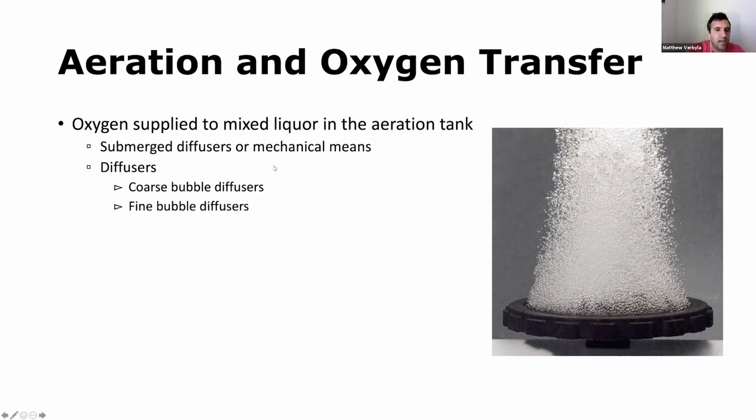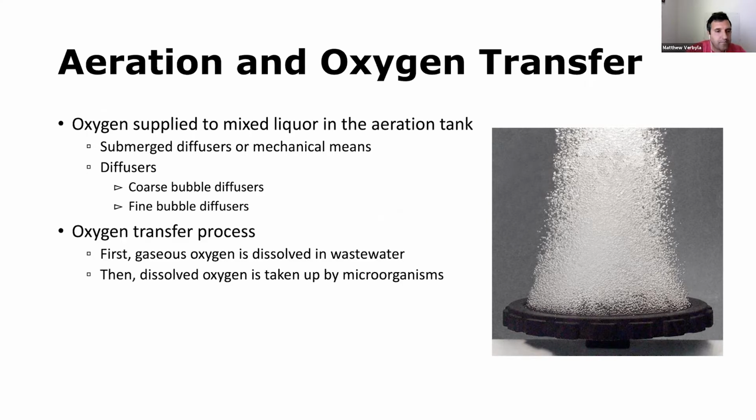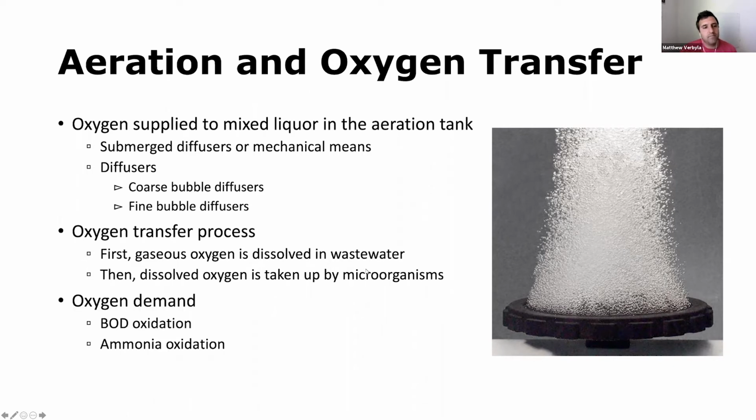And we've got different designs for these diffusers. We've got coarse bubble diffusers and fine bubble diffusers. They've got different properties and different efficiencies for the transfer of oxygen from the air into the wastewater. So this oxygen transfer process is multiple steps. First, the oxygen is in a gas form and it's dissolved from the gas form into the wastewater. And then the dissolved oxygen in the wastewater is taken up by the microorganisms as they're degrading the organic materials.